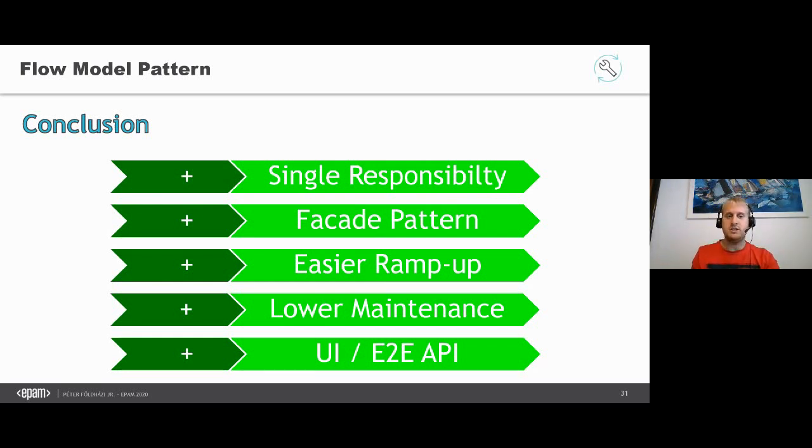And the last one is that the flow model also offers a solution that you can use in end-to-end API testing, not just in UI testing anymore. So my conclusion is that the page object is good if you are using it. It's awesome. If you feel that it could be improved, then I hope I could help. And I really think that this is going to help a lot of you.